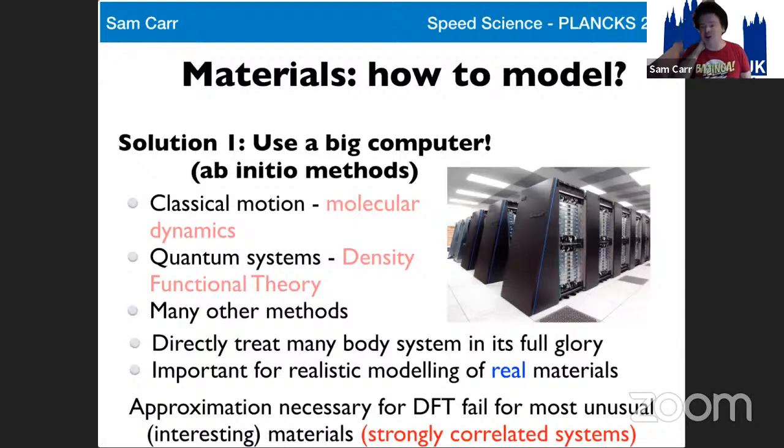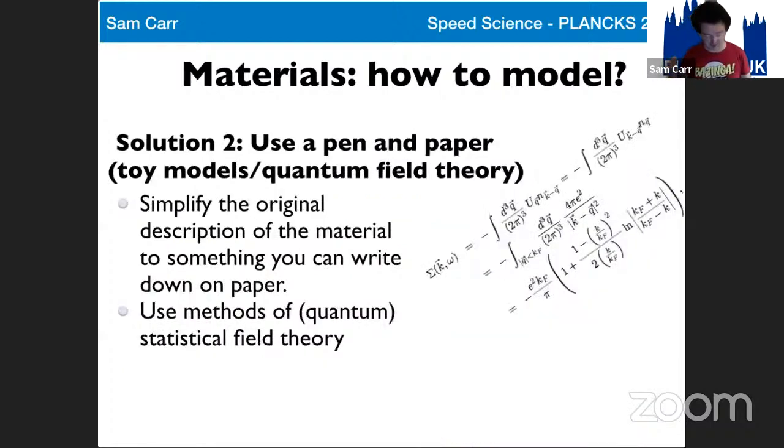But unfortunately, if you go for this ab initio method, the approximations you have to use to make it tractable at all fail for the most interesting materials. And in fact, strongly correlated systems you could define as those where you can't do this. Now, that's not to say these are the only useful materials, but there's certainly a large class of materials where you might want to think, what else can we do?